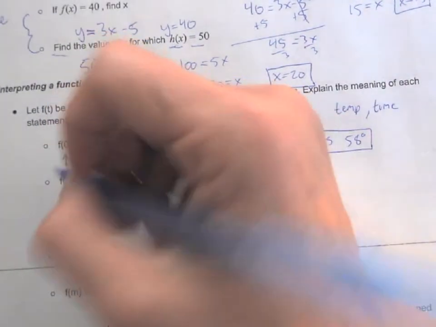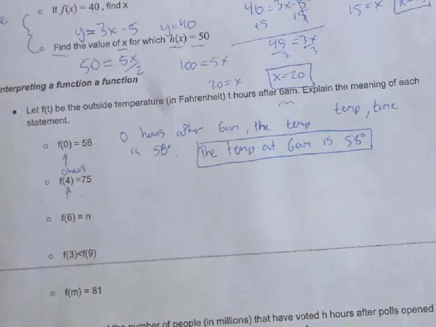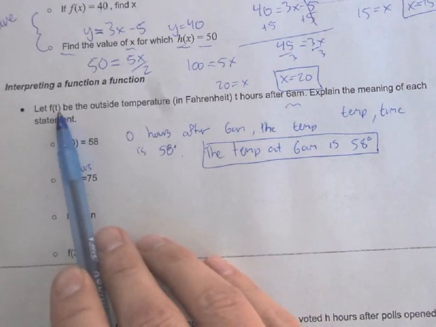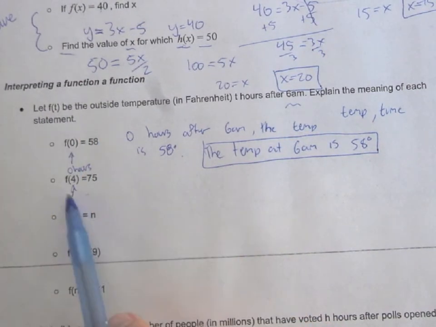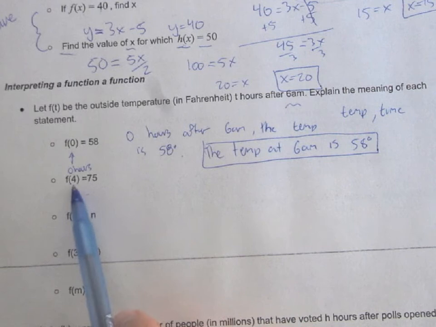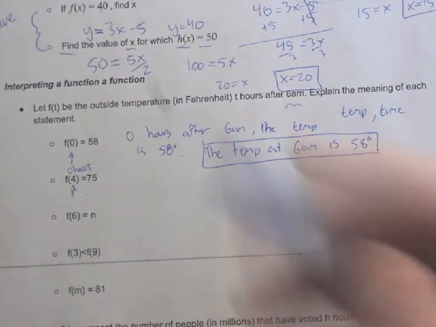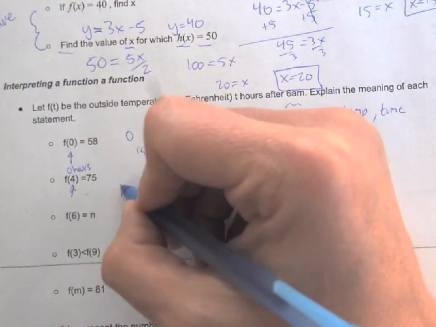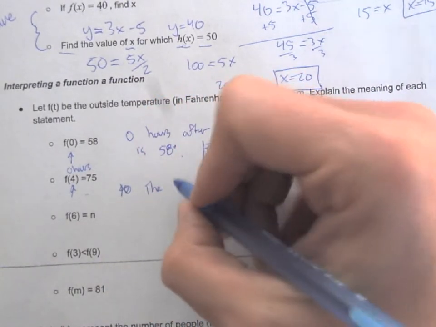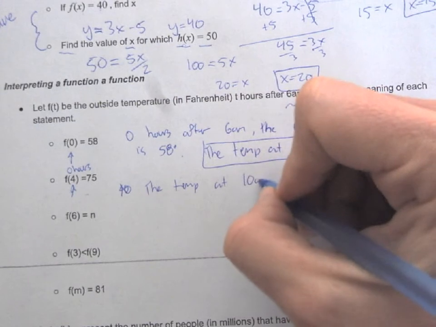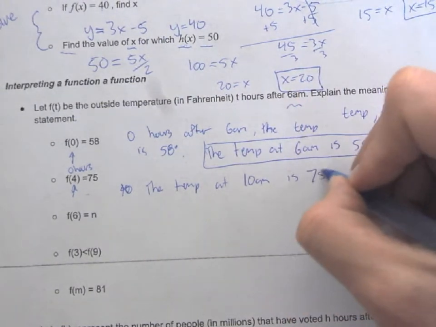All right, so next thing, same idea. This 4 is just a time, right? f of t is a function in terms of time. The inside guy, the input, is time here. So 4 hours after 6 a.m., the temperature is 75 degrees. 4 hours after 6 a.m. is 10 a.m., so we can jump right to that one. The temperature at 10 a.m. is 75 degrees.